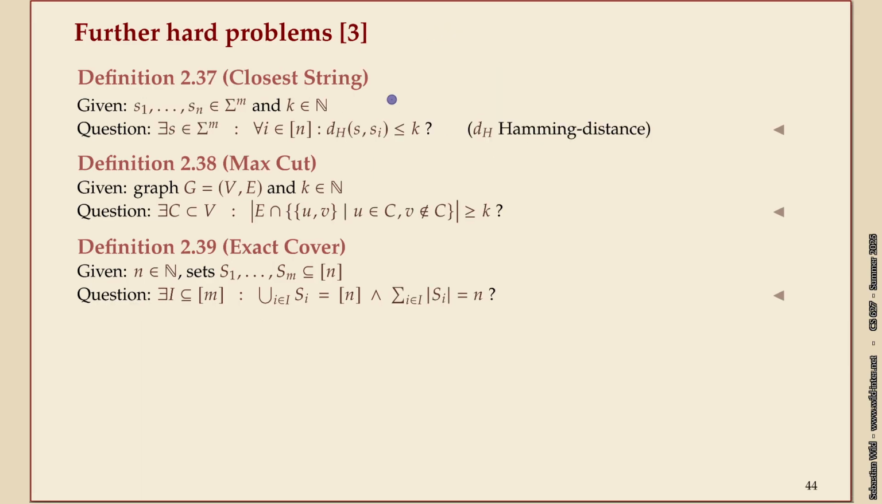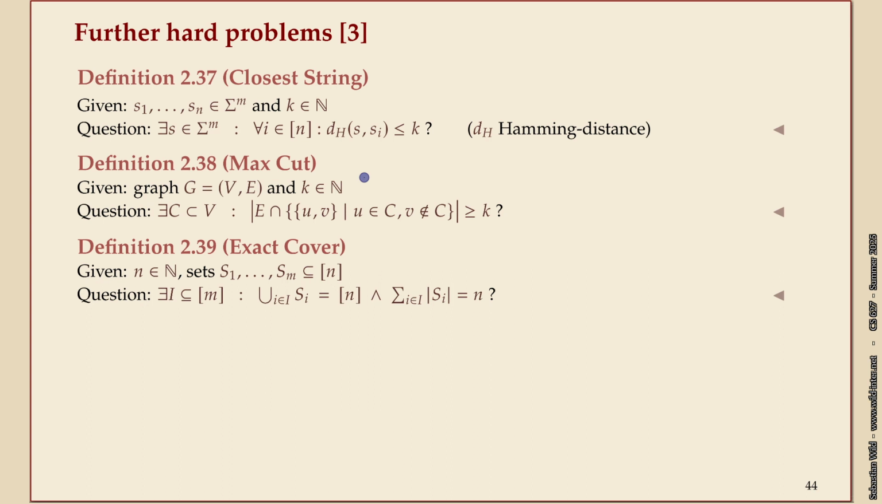A problem that's a bit different from the others we've previously seen is this one, closest string. Here we're given a collection of strings of the same length. And the question is, can you find some other string that has Hamming distance at most k to each of those strings? And Hamming distance just means how many characters are different. So you count how many mismatches you have. And that's also a hard problem. We might come back to this at some later point.